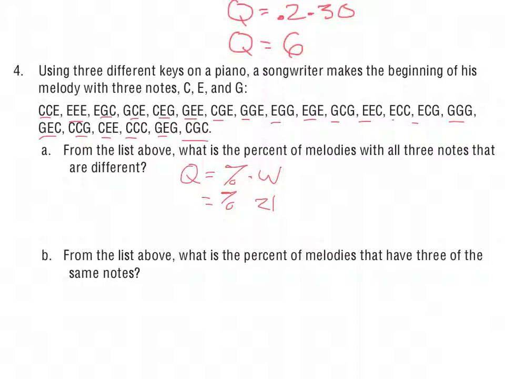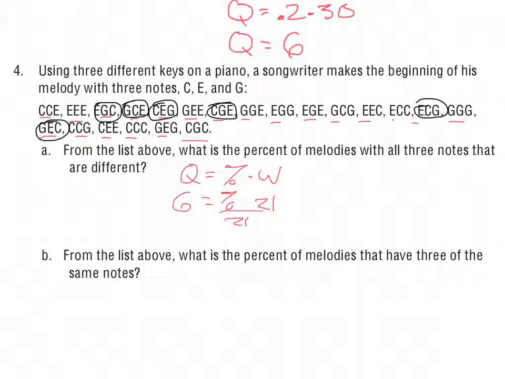So let's see, this one, this one, this one, this one, double G, double G, double E, double G, double E, double C, this one, triple G, this one, triple, triple, or double, double, triple, double, and double. So I count 1, 2, 3, 4, 5, 6 of the 21.